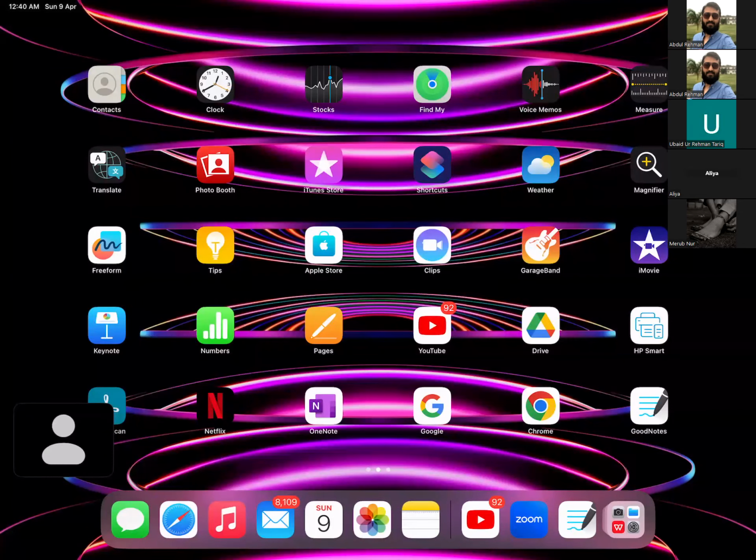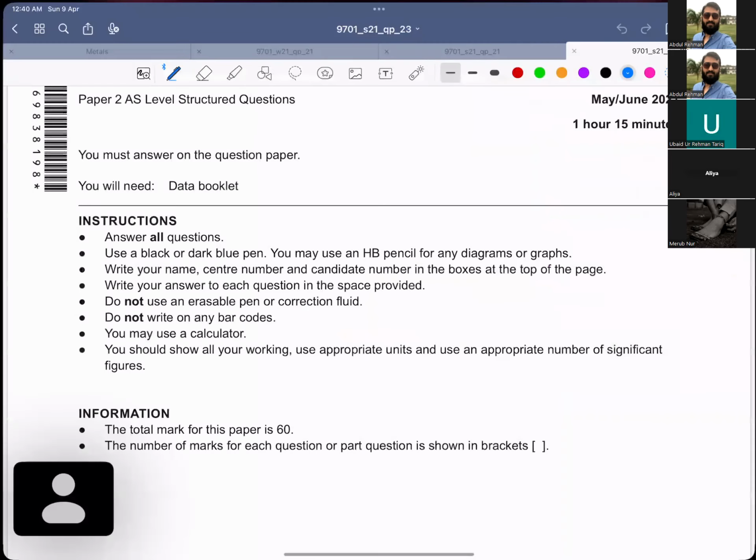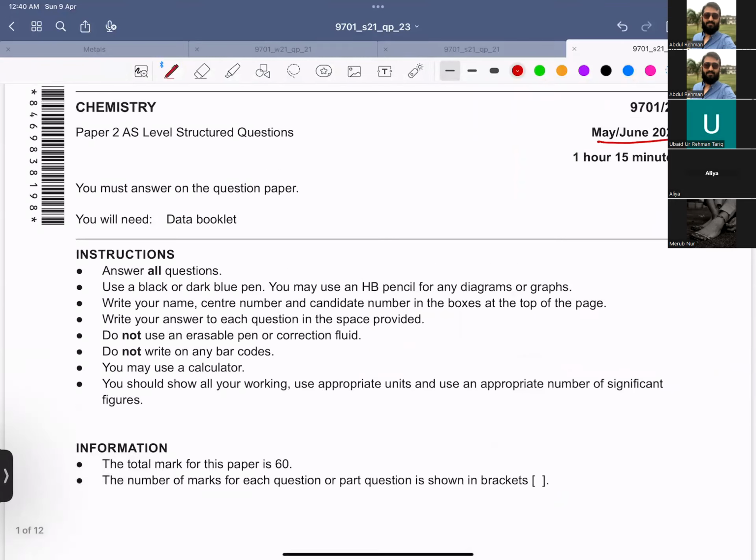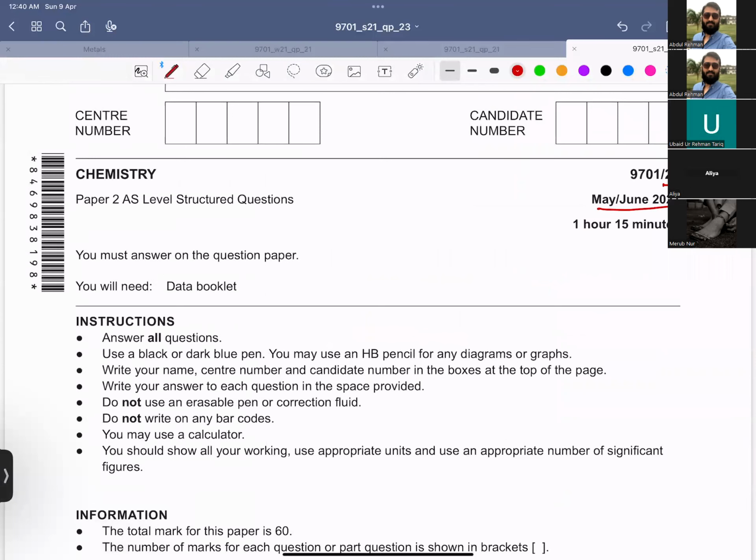Today we are going to start a new paper, and that is 2021 May June, and the paper is 2-3.